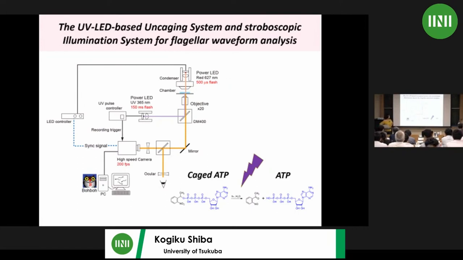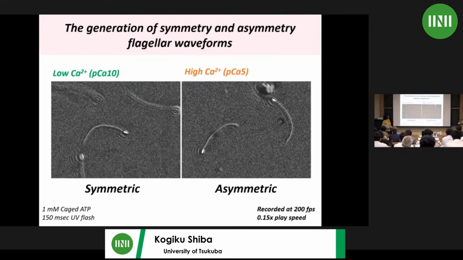ATP is the energy source that activates the dynein. So we use caged ATP and then use the UV flash. Caged ATP has its ATP function masked, but if you add UV light, uncaging occurs, and then ATP becomes active. So here is a movie using the uncaging system.